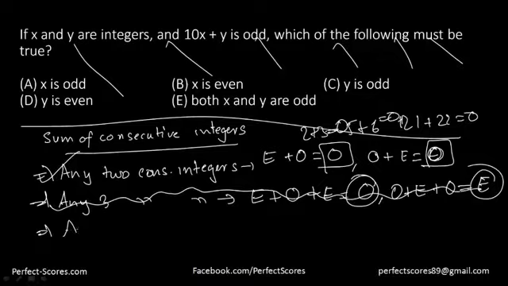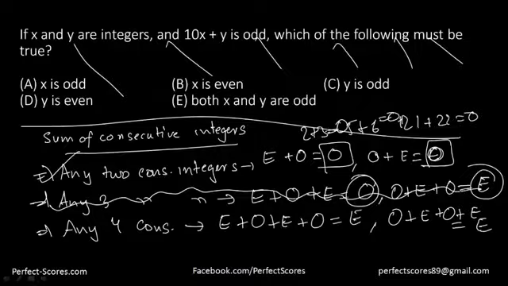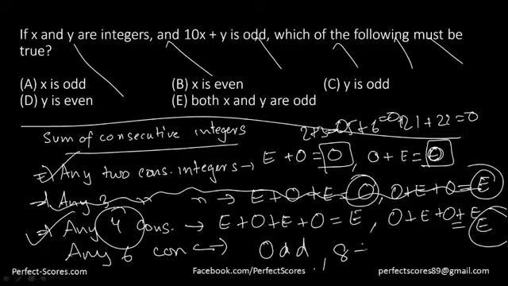Now let's talk about any four consecutive integers. If the first one is even, second one is odd, third one is even, fourth one is odd, the sum always comes down to be even. If the first one is odd, second one is even, third one is odd, fourth one is even, the sum again comes down to be even. That means the sum of any 4 consecutive integers is always going to be even. Similarly, the sum of any 6 consecutive integers is always going to be odd. The sum of any 8 consecutive integers is always going to be even.